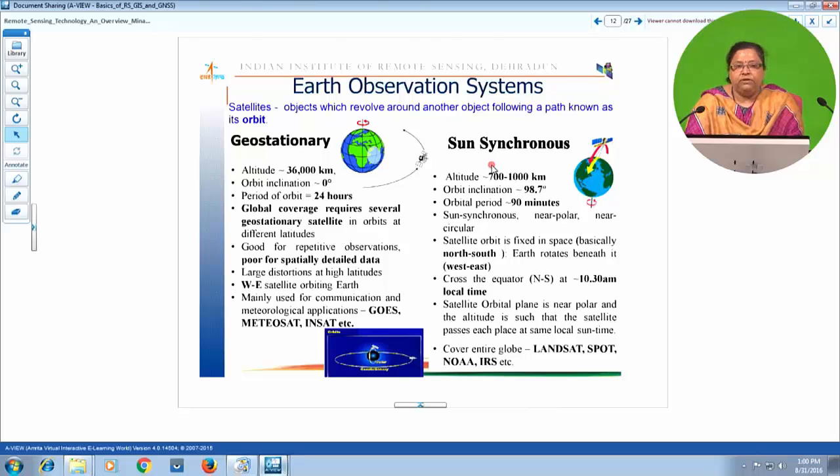The sun synchronous satellites are normally launched at an altitude varying from 700 kilometers to 1000 kilometers, and the satellite orbit in conjunction with Earth's rotation makes a global coverage of the area possible. So the satellite orbital plane is near polar and the altitude is such that the satellite passes each place at the same local sun time. So we have the same illumination geometry that is visible.